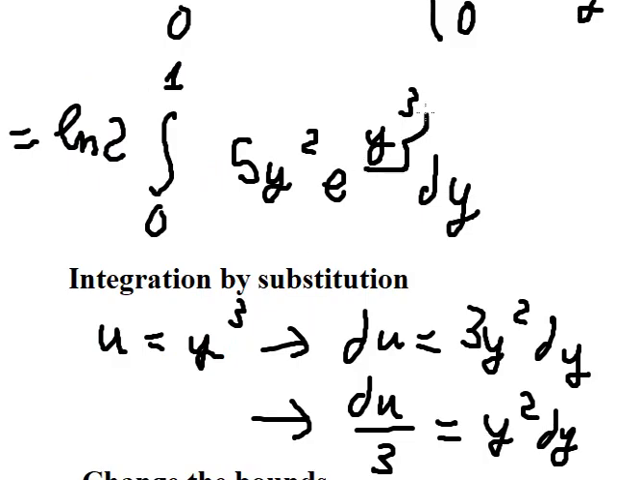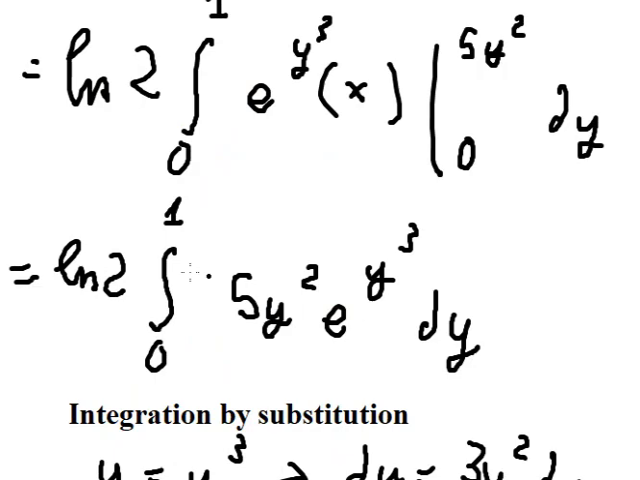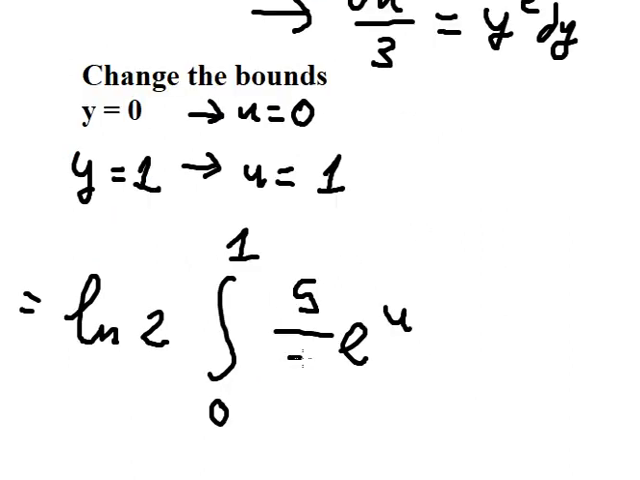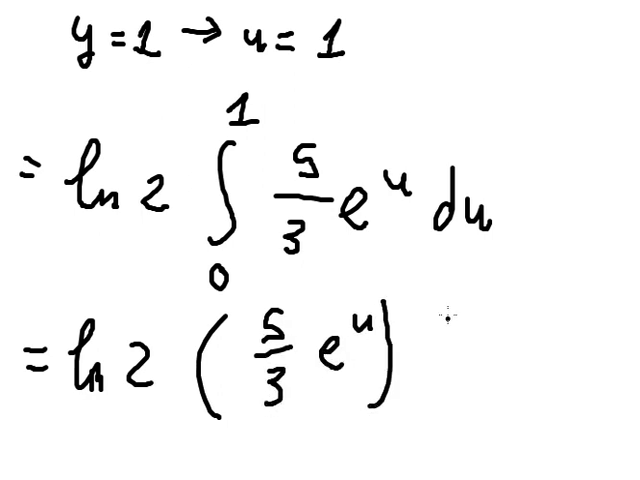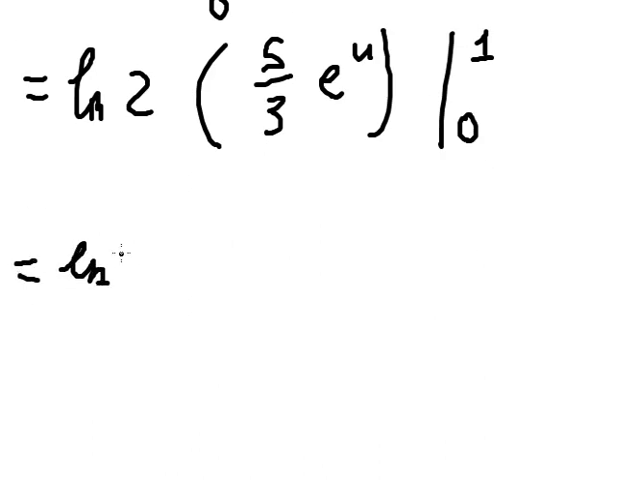So y to the power of 3, we can change to u. y squared dy, we change to du over number 3. And now we have the final answer. The integration of this one, we have e to the power of u. And we put the bounds. And here is the final answer.